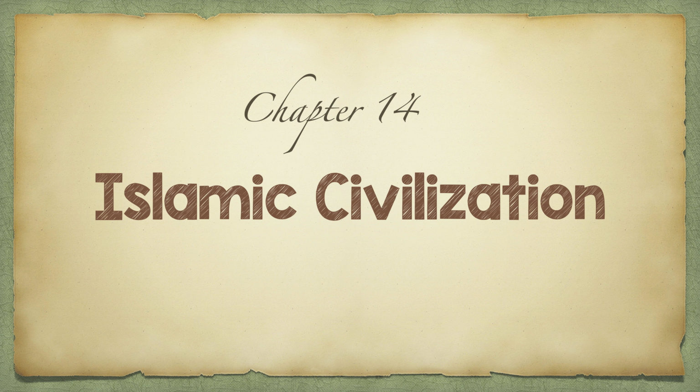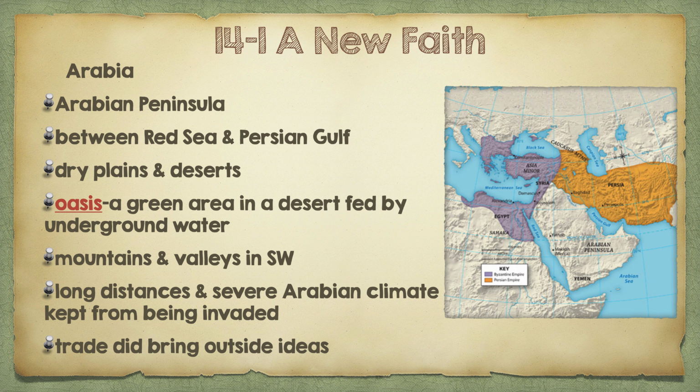Okay, today we're going to start chapter 14, all about Islamic civilization. So, chapter 14, lesson 1, we're first going to talk about a little background and then about the religion of Islam. So, first of all, we always start with the where, right? The geography. If you look at the map, we're going to talk about the Arabian Peninsula, also called Arabia. It is the area between the Red Sea and the Persian Gulf.